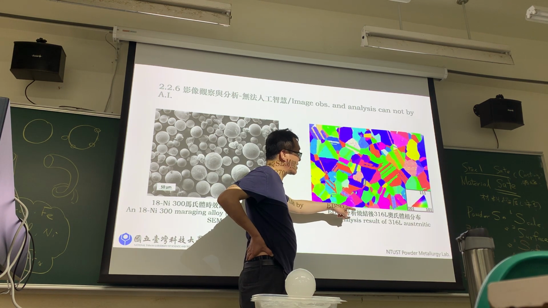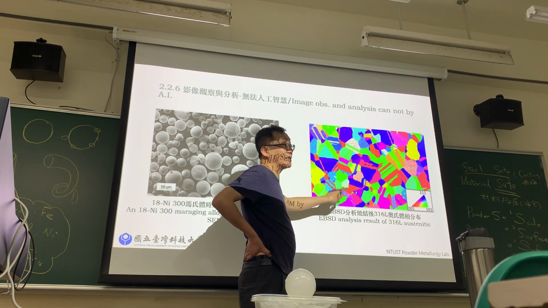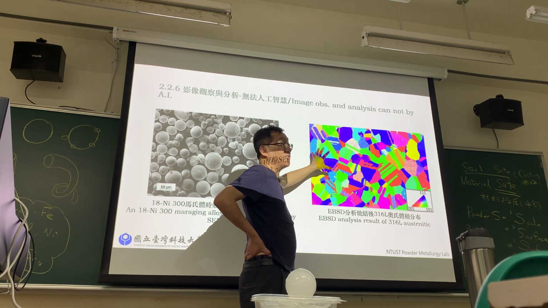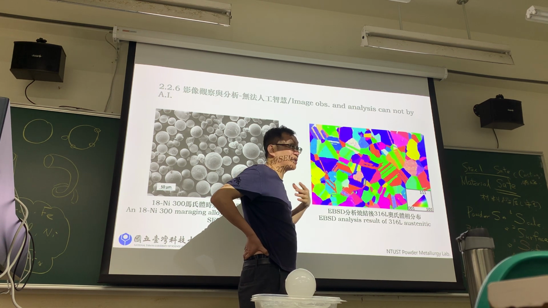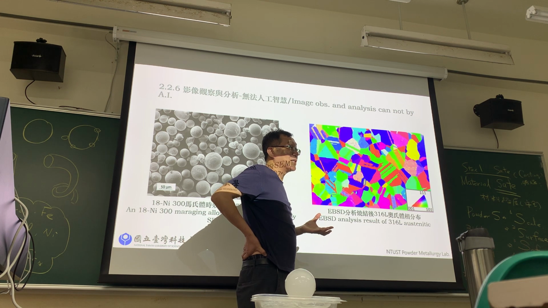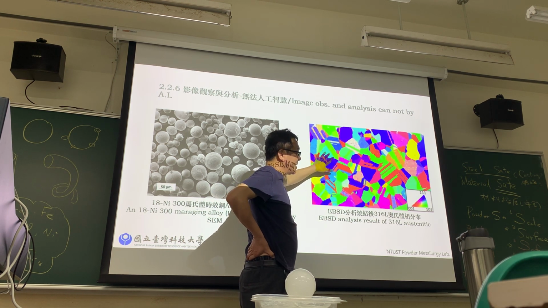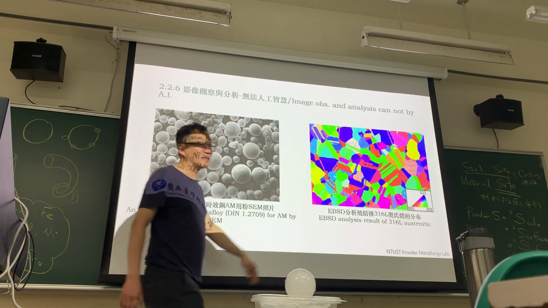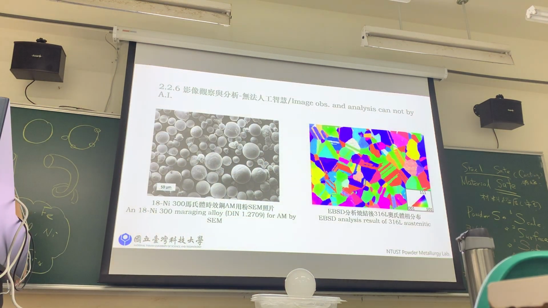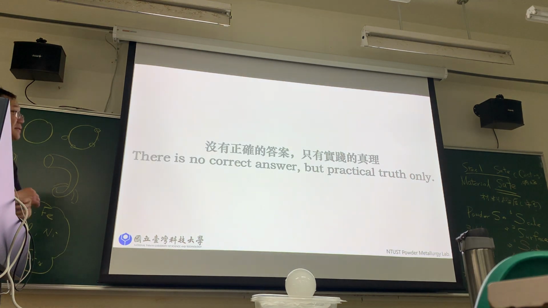And this one is an EBSD analysis, 316L microscopy. It can just show the austenite phase. So you need to research what kind of methodology for phase analysis, what kind of way to understand this one. Okay.